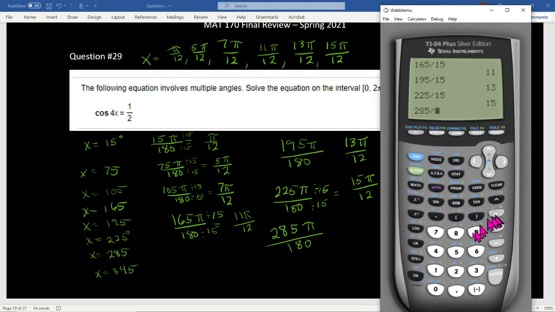285 divided by 15, that's 19, so 19 pi over 12. It's a lot of these. But just use the technology, and then 345 over 180, and let's see, 345 divided by 15 is 23. 23 pi over 12.